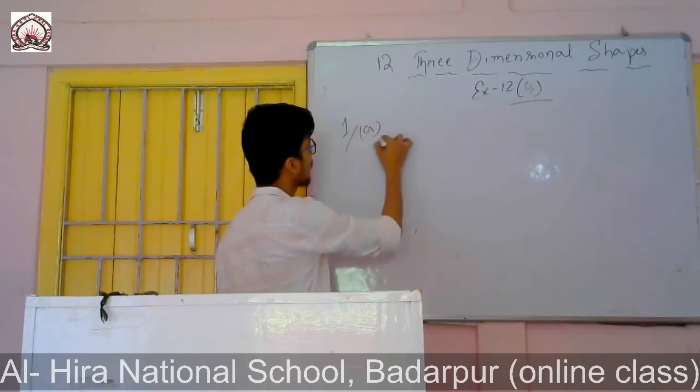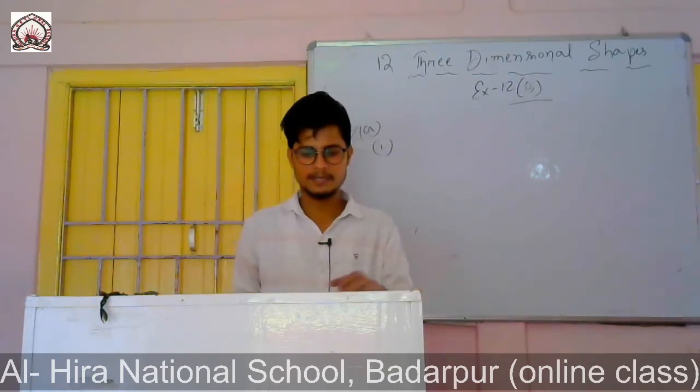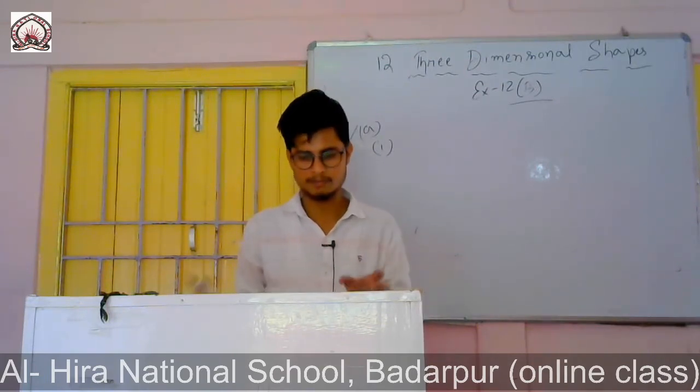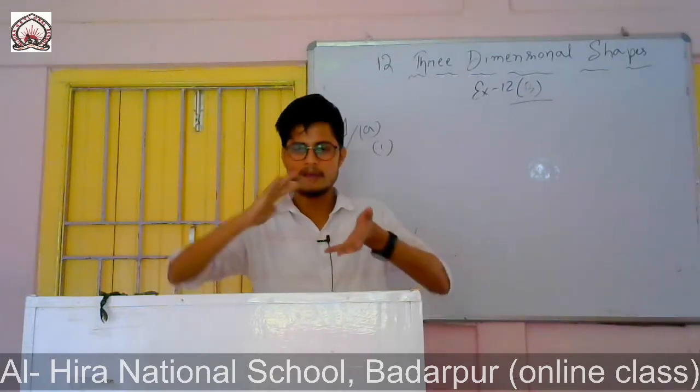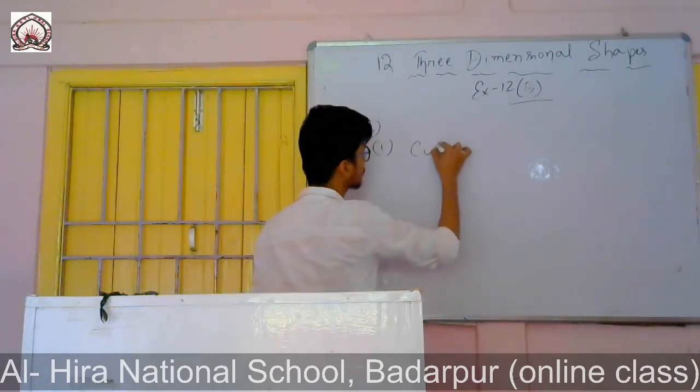1a, Roman number 1. So you see, all the faces are rectangular and 2 small squares are there. That means if I fold them, then it will be a cuboid. It will be a cuboid.